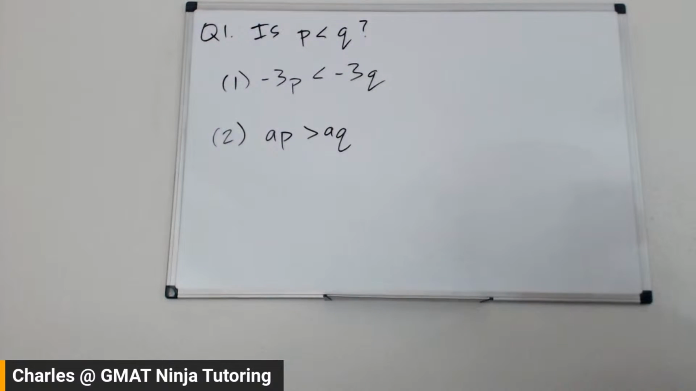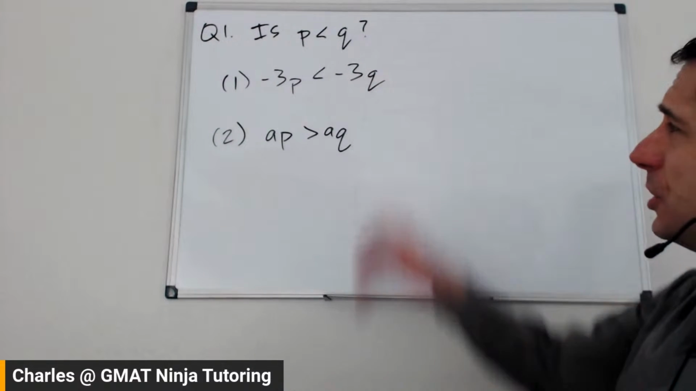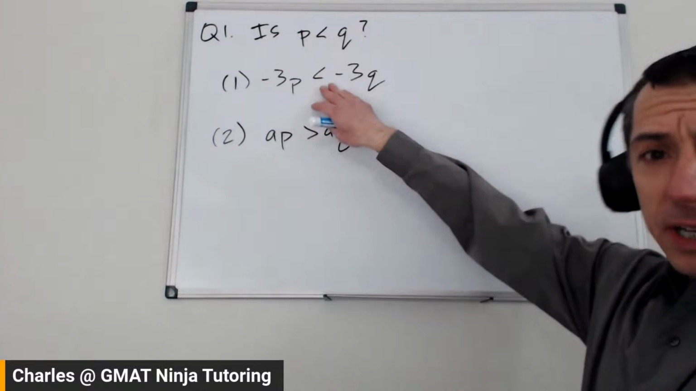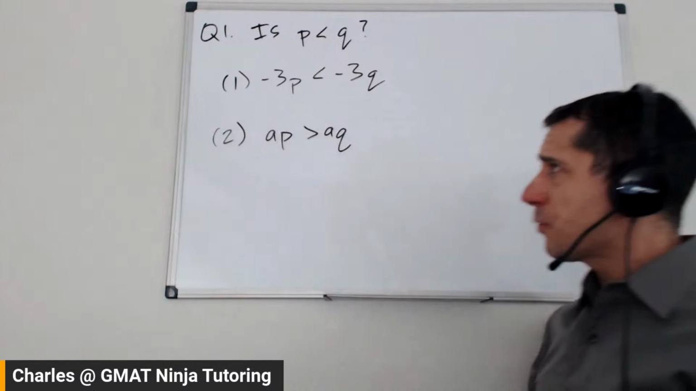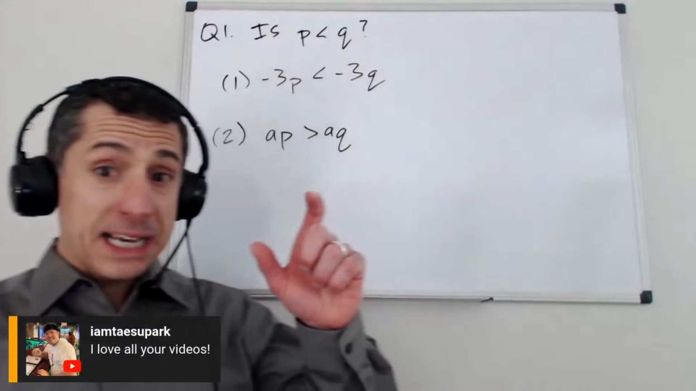All right. Is P less than Q? Okay, most of you are probably jumping right in, looking at this first one and going, well, that's easy enough. I can divide by 3, hopefully, or divide by -3.